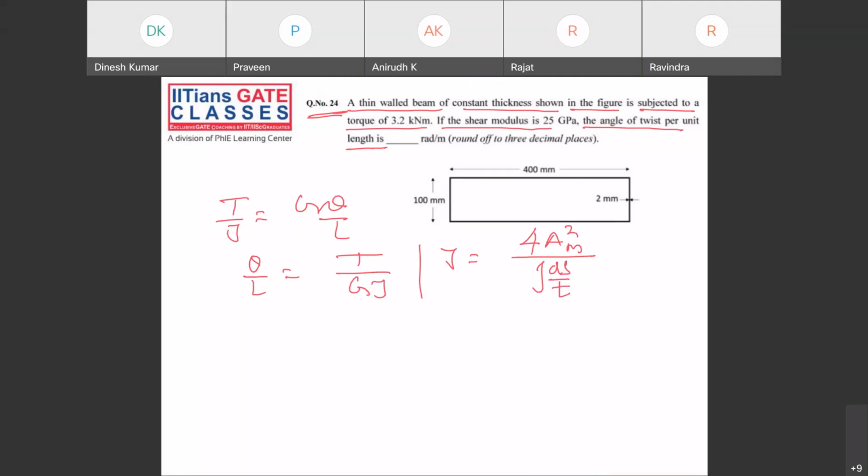What is the Am here? Is it the cross sectional area or the material area? Here m means mean dimension, it is not material. So it is a cross sectional area, guys. In case of torsion, it is a cross sectional area. So what is the cross sectional area here? It is 400 into 100, and the thickness is how much?